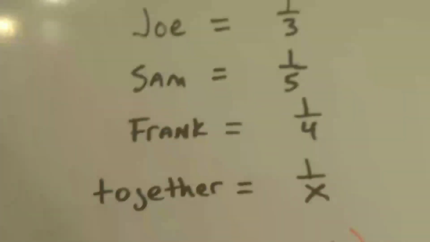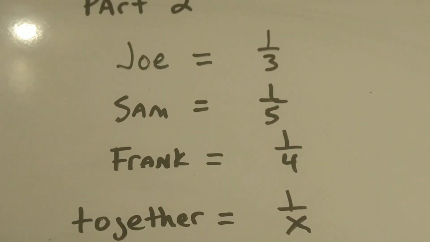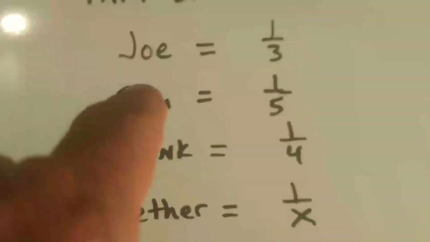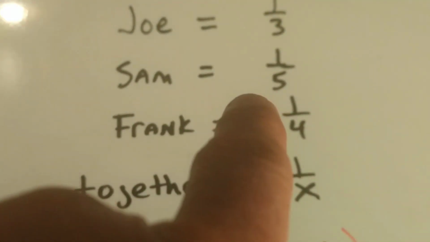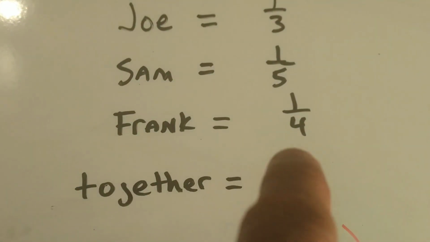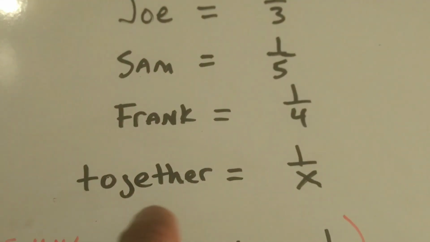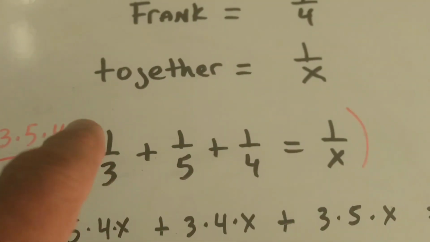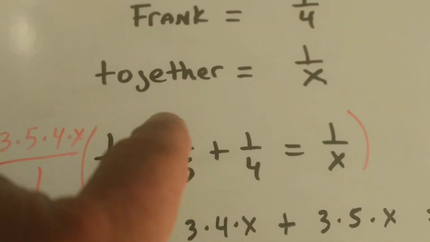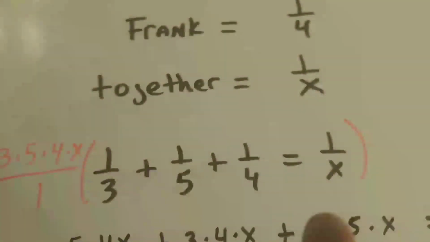Here's the other variation of this, where we have 3 people. Same type of problem. Joe can paint the house in 3 hours. Sam can paint the house in 5 hours. Frank can paint the house in 4 hours. If they all work together, how long will it take them to paint the house? So we have Joe, Sam, Frank working together.